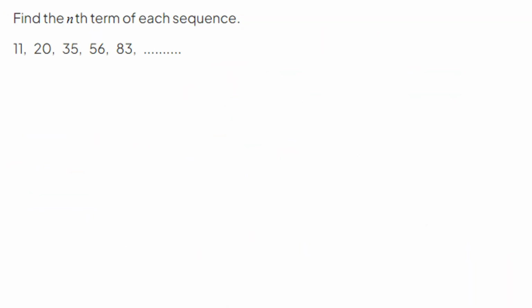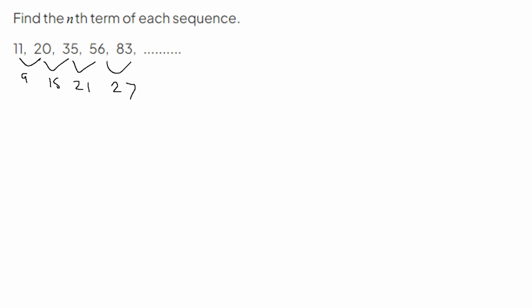Okay, what about something like this? How are we going to work it out? So, again, as has been a common theme, all we're going to do is find the differences. So we got 20 minus 11, 9. 35 minus 20 is 15. 56 minus 35 is 21. 83 minus 56 is 27.